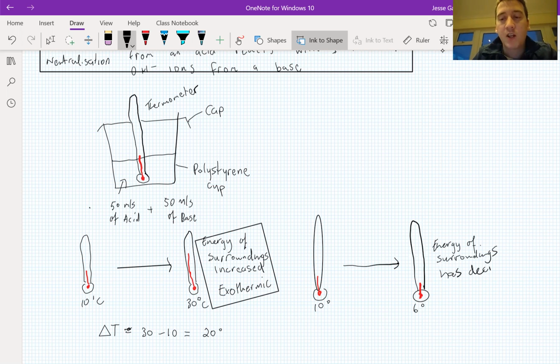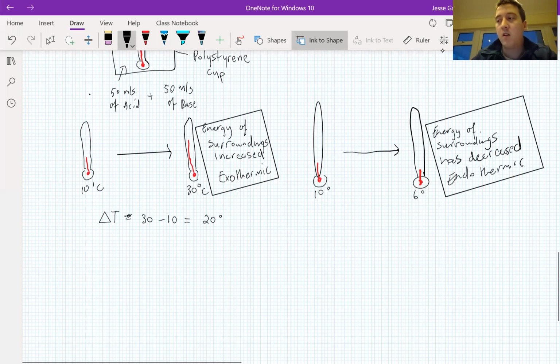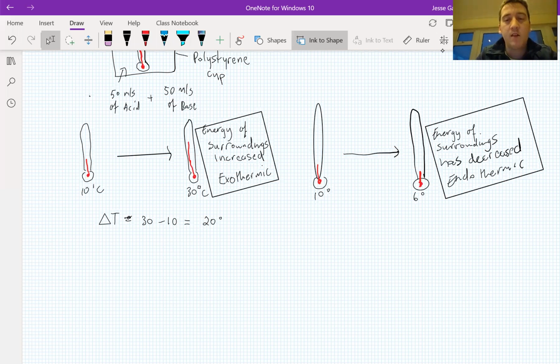What type of reaction is this? On 3, 1, 2, 3. This is an endothermic reaction. So energy of the surroundings has decreased. This is endothermic. Okay, what would the delta T be? Delta T equals, figure that out for me, please. Pause the video and figure that out. You can probably do that in your head. 1, 2, 3, pause the video. Okay, this is what you should have. 10 minus 6 equals 4 degrees Celsius. Well done if you got that.